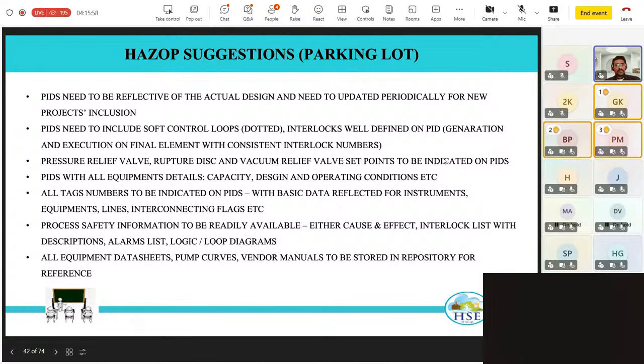Then the cause and effect, interlock list, description, alarm loop diagrams, and all equipment data, pump curves, vendor mails to be stored in a repository for reference. Now this is important, whether as part of the info pack or as a repository where you can easily access the documents, not just now, but even in the future. Because in the future, you never know which documents or which revisions were considered for the HAZOP. So that is a very important step.